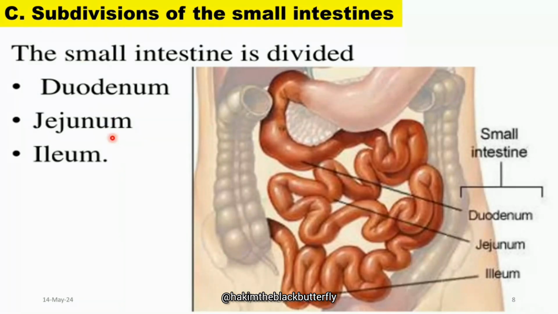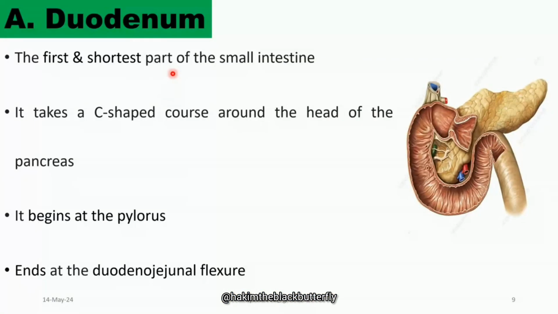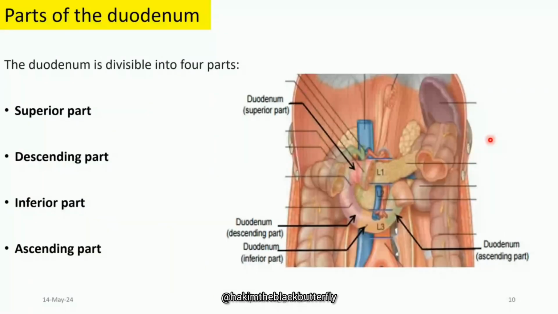So the small intestines, we've said, is divided into three. We have the duodenum, the jejunum, and the ileum. Starting with the duodenum, it takes a course to wrap around the head of the pancreas, and it's going to begin at the level of the pylorus and terminate at the level of the duodenojejunal flexure. Flexure means the bend, that bend between the duodenum and the jejunum, that one there. That's where it will terminate. And it has four parts.